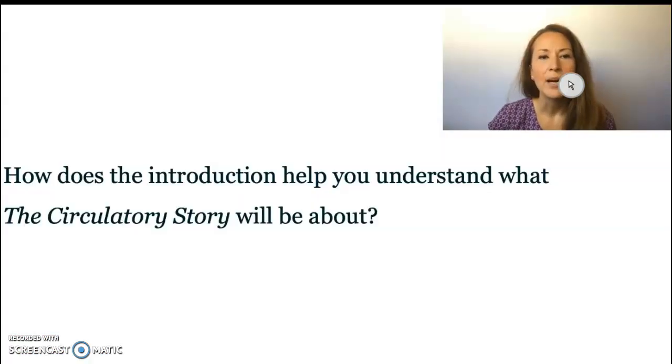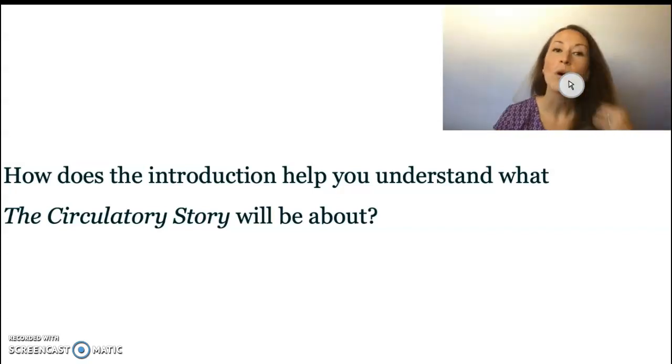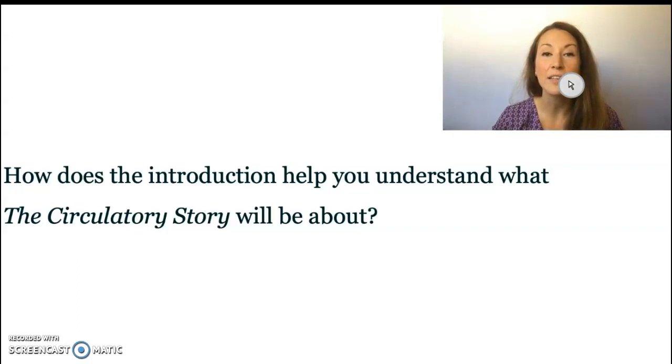We are going to think about how the introduction helps you understand what the circulatory story will be about, okay? The introduction is kind of long here. It goes from pages 2 to 5. So I want you to go ahead and pause the video and read the introduction, pages 2 to 5, okay?